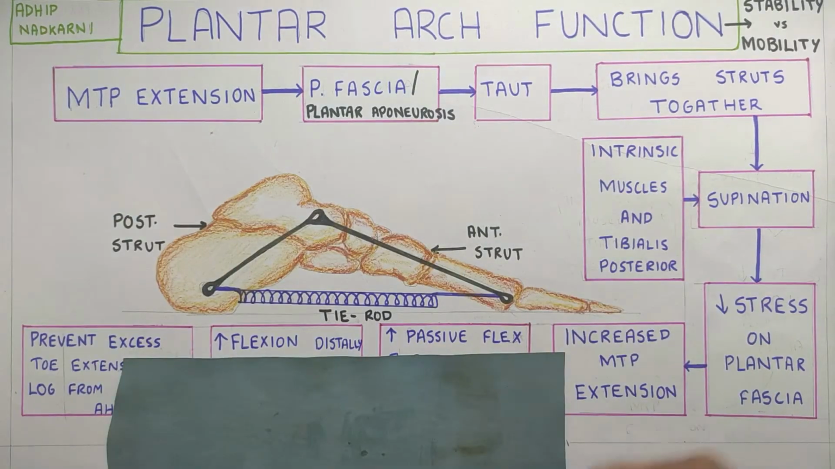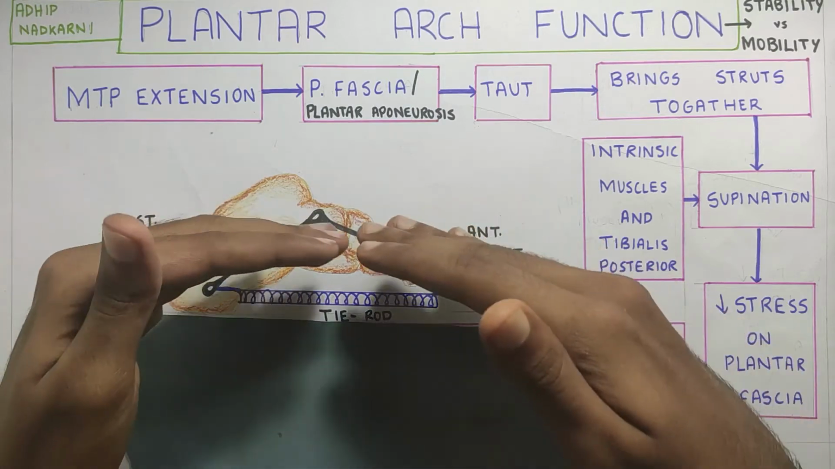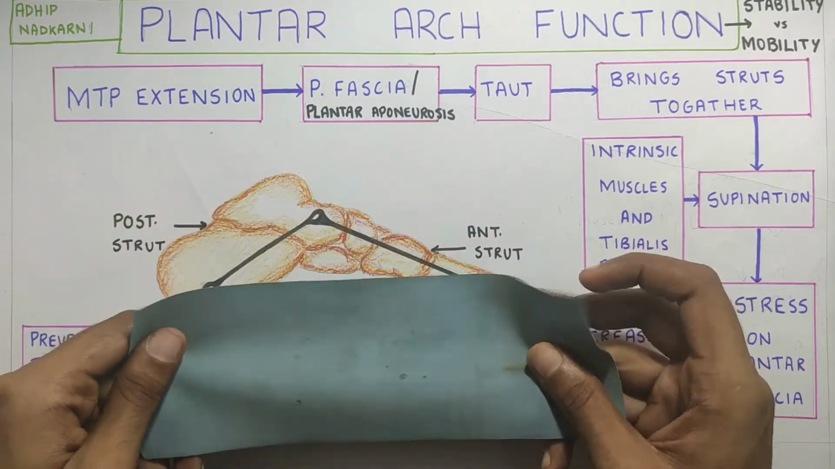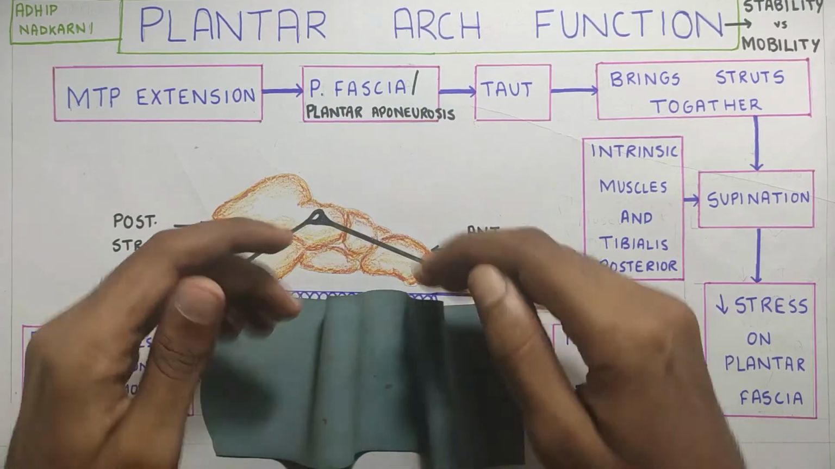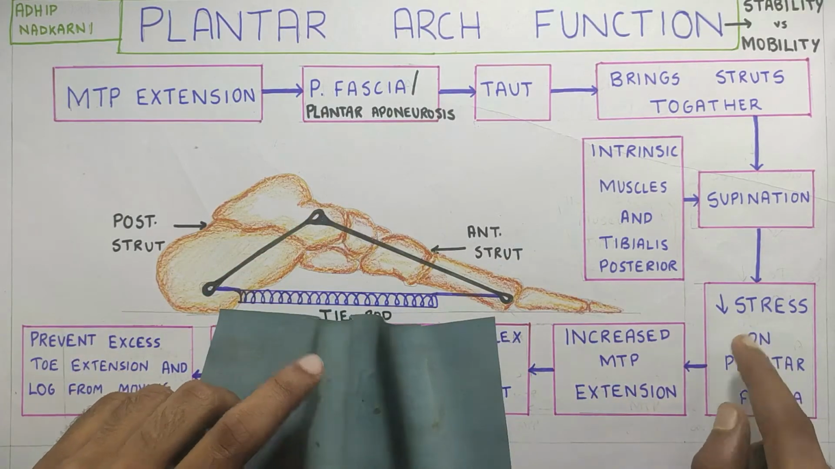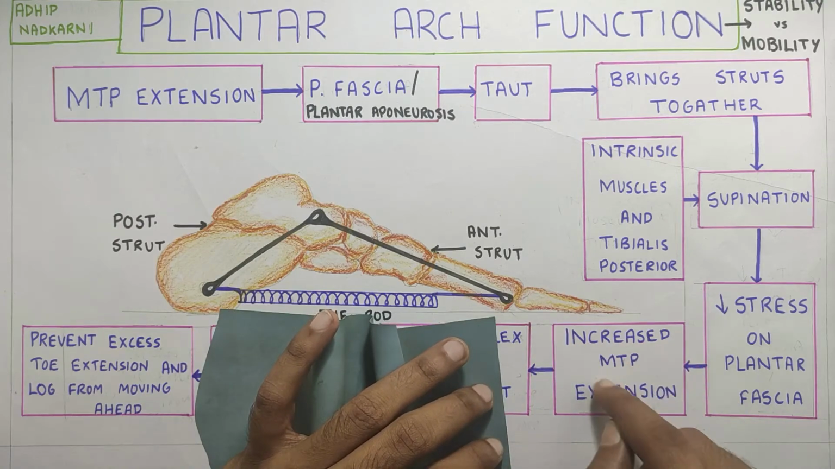How? So plantar fascia was pulled during MTP extension. Then what happened? It pulled both the struts together and supination occurred. So when supination occurred, this became lax, right? Because both the struts came together. So when this happened, when it became lax, it increased the MTP extension.